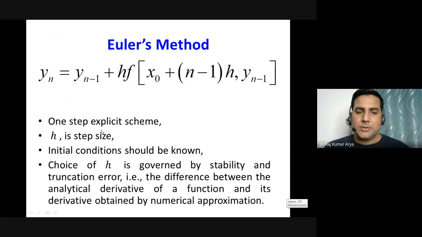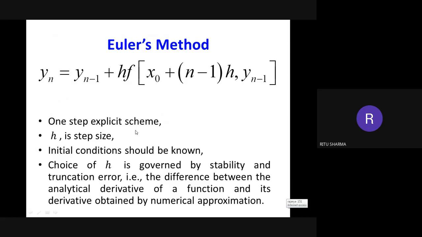Okay. So here, if you know the initial conditions, the rest of the things can be calculated. So this is a one-step explicit method. Hello, is that fine? Yes, sir. Okay.